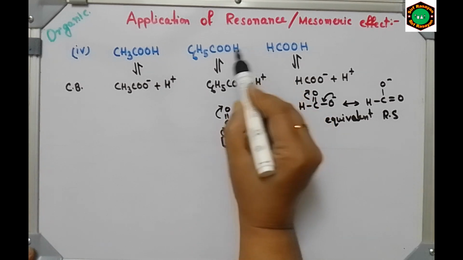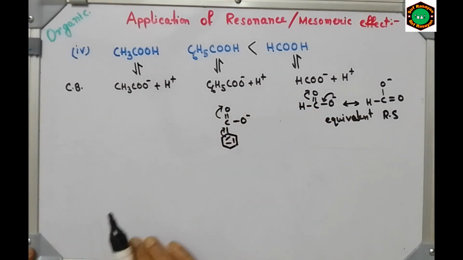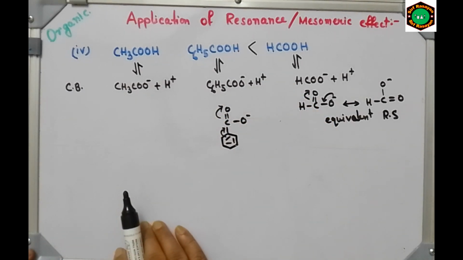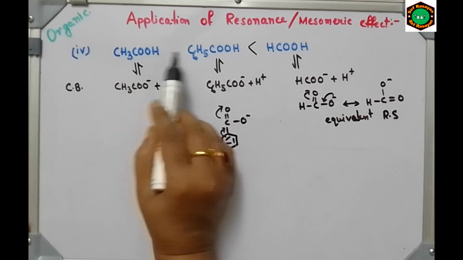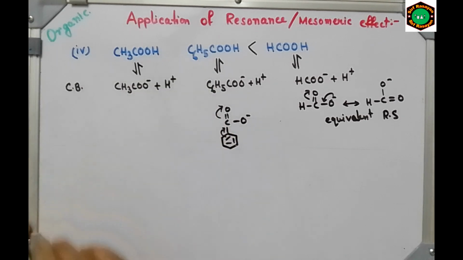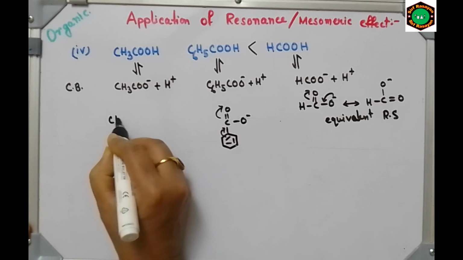Therefore between these two, which one is more acidic? Formic acid is more acidic. We know the more stable the conjugate base, the more acidic is the corresponding acid. Now how to compare between acidic nature of acetic acid and benzoic acid. Acetate ion structure is this one.